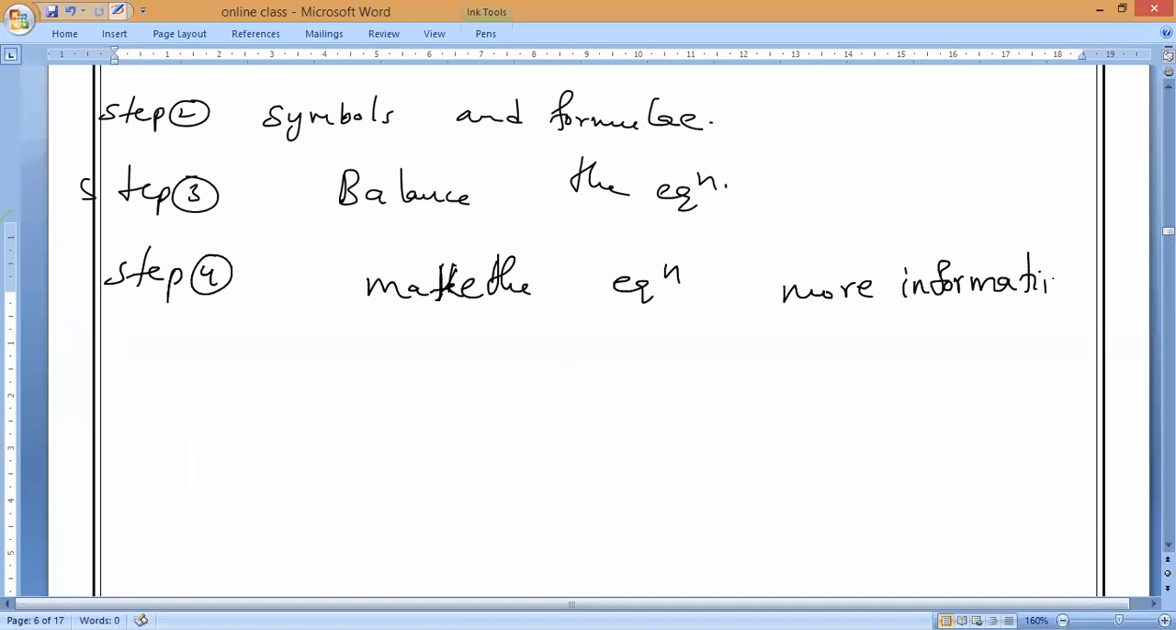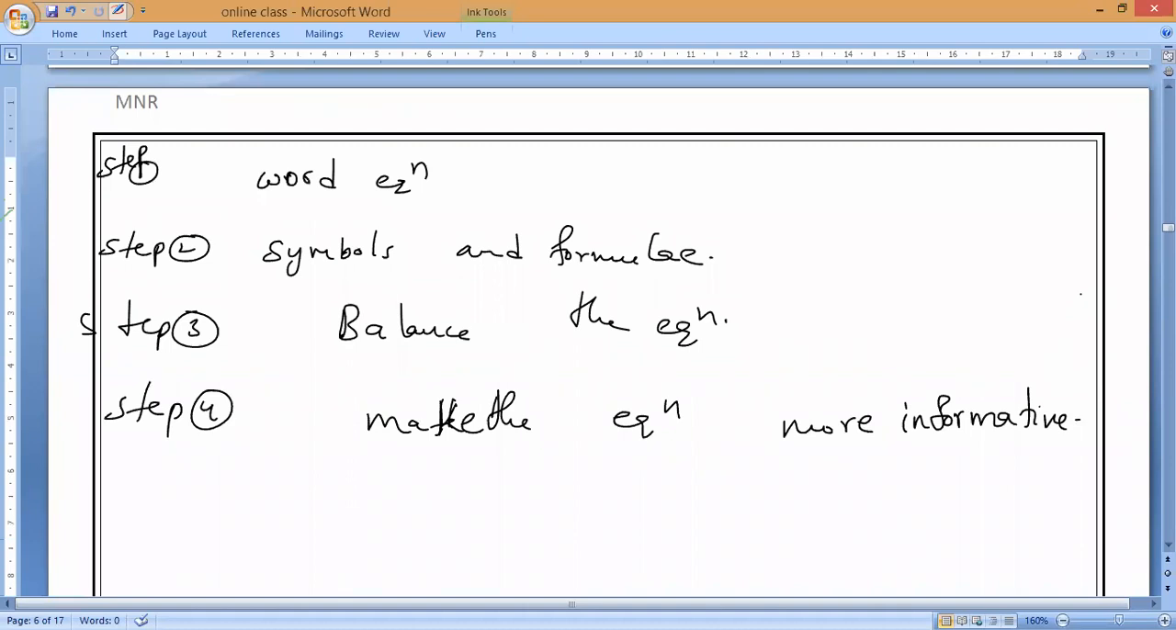Clear, everybody? More informative. By how many methods? By 3 methods. One is mentioning physical state. Next one is temperature, the heat changes. And the third one is the required condition. So while writing the balanced chemical equation, these 4 things you have to remember, then only the equation is perfect.